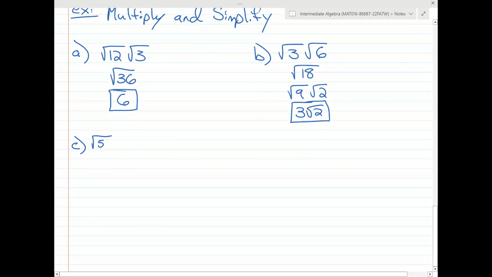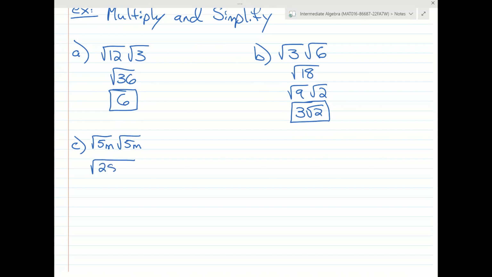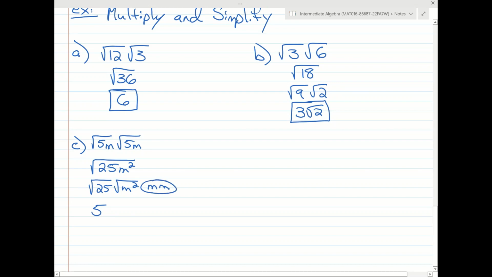Square root of 5m times the square root of 5m. We're multiplying the inside numbers, the radicands, and this is just the square root of 25m squared. Which, to simplify, we just do the square root of 25 and the square root of m squared, which is just 5. And we have a group of m, so just 5m.